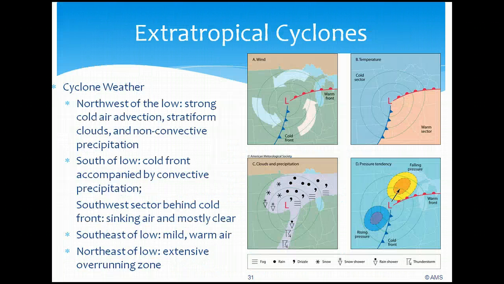In discussing cyclone weather, these diagrams show a mature extratropical cyclone centered on the border between Minnesota and Iowa, showing typical patterns of A, the surface winds, B, the surface air temperatures, C, the areas of cloudiness and precipitation, and D, the areas of greatest positive and negative pressure tendency within a low which is moving towards the northeast.